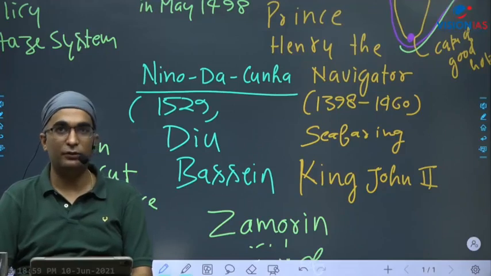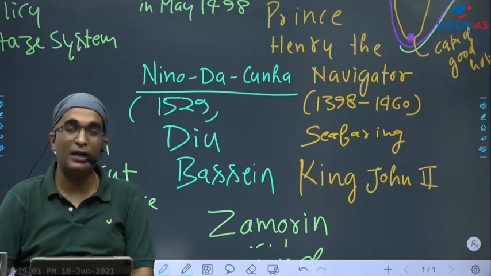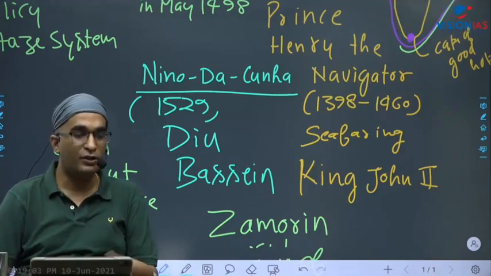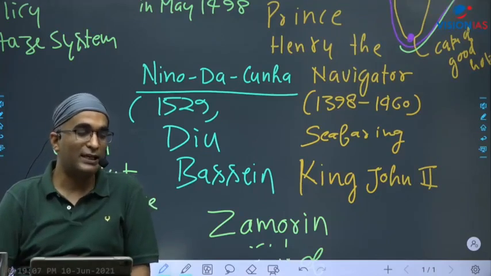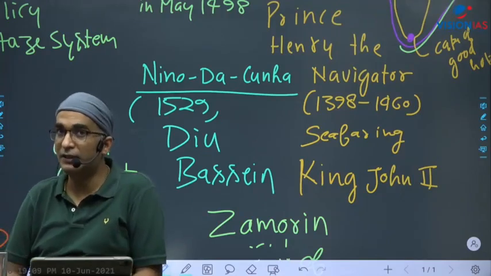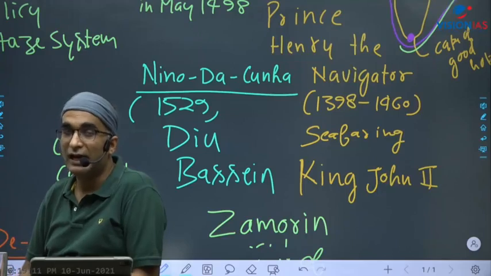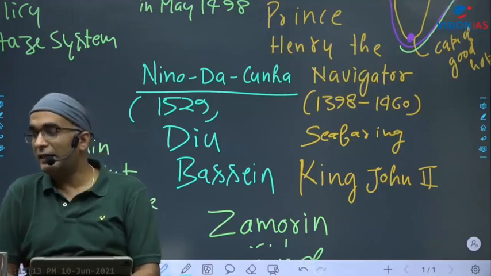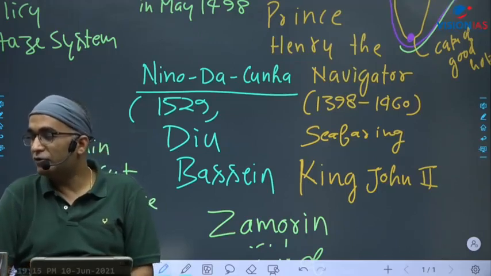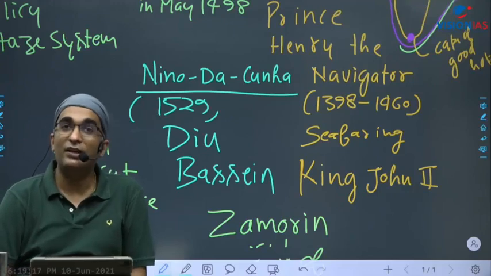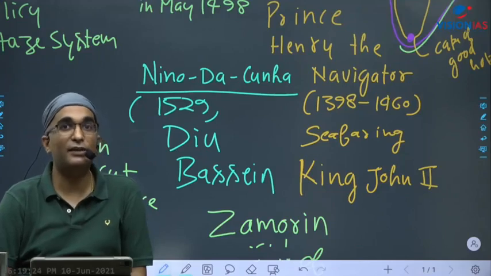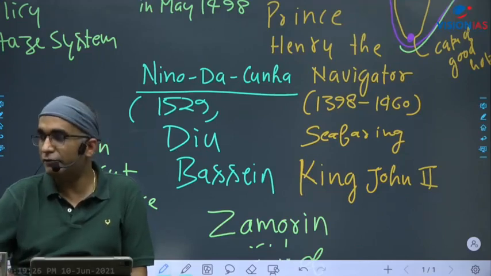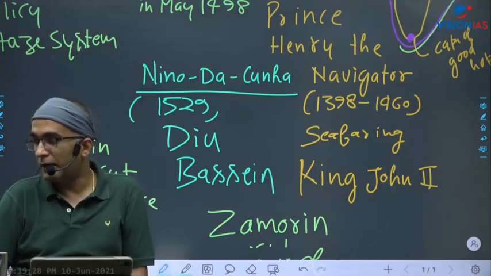Now, one last thing we need to know is one of the major impacts of these Portuguese on Indian society. The arrival of the Portuguese led to the promotion of cash crops in India. And which kinds of cash crops? Initially they were interested in cotton, as I was saying. They were interested in spices and they were interested in tobacco also. Many of you have answered tobacco also.